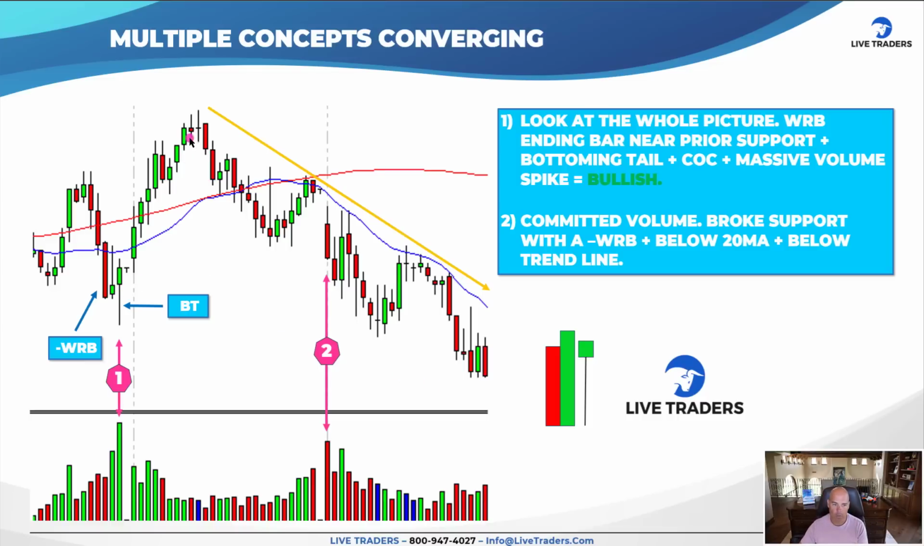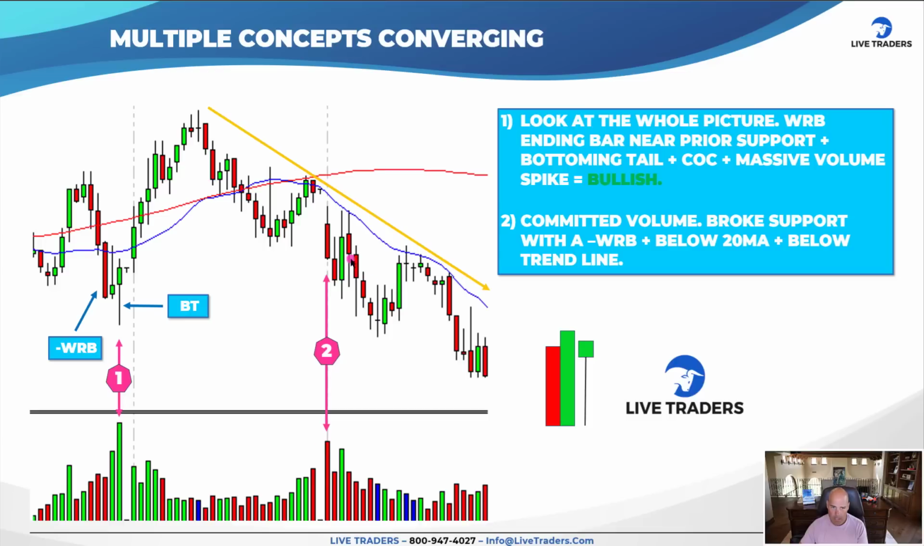So stock moves up, pulls back, bounces, and then you get a gap down. Note, it's holding the trend line. Okay? Committed volume. Broke support with a bearish wide range bar, plus it's below the moving average and below the trend line. So below the moving average, below the trend line, and it took out support. Guys, stock's going lower.